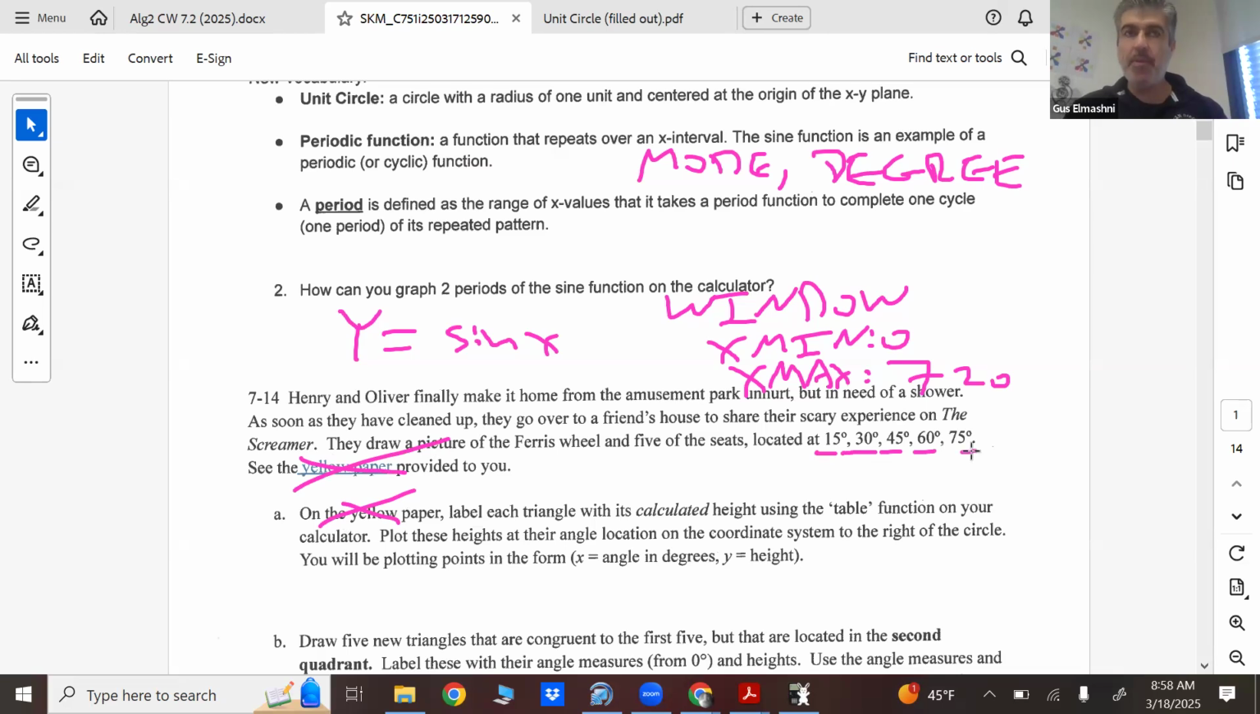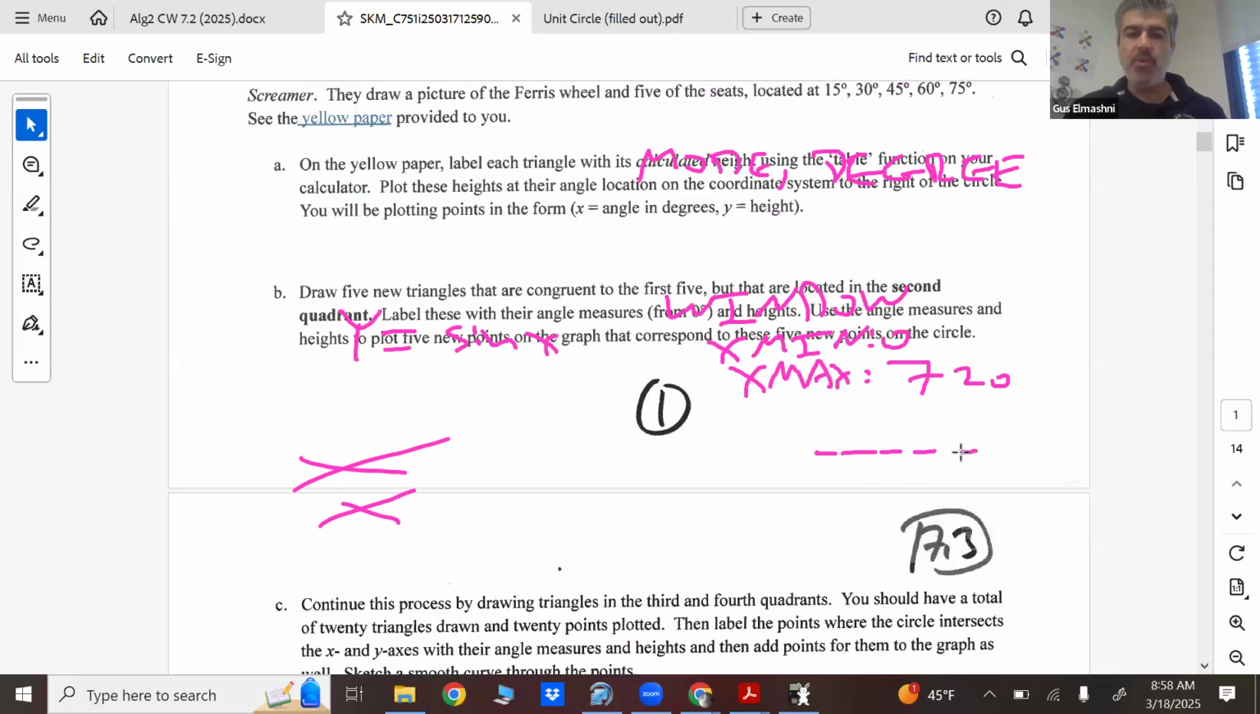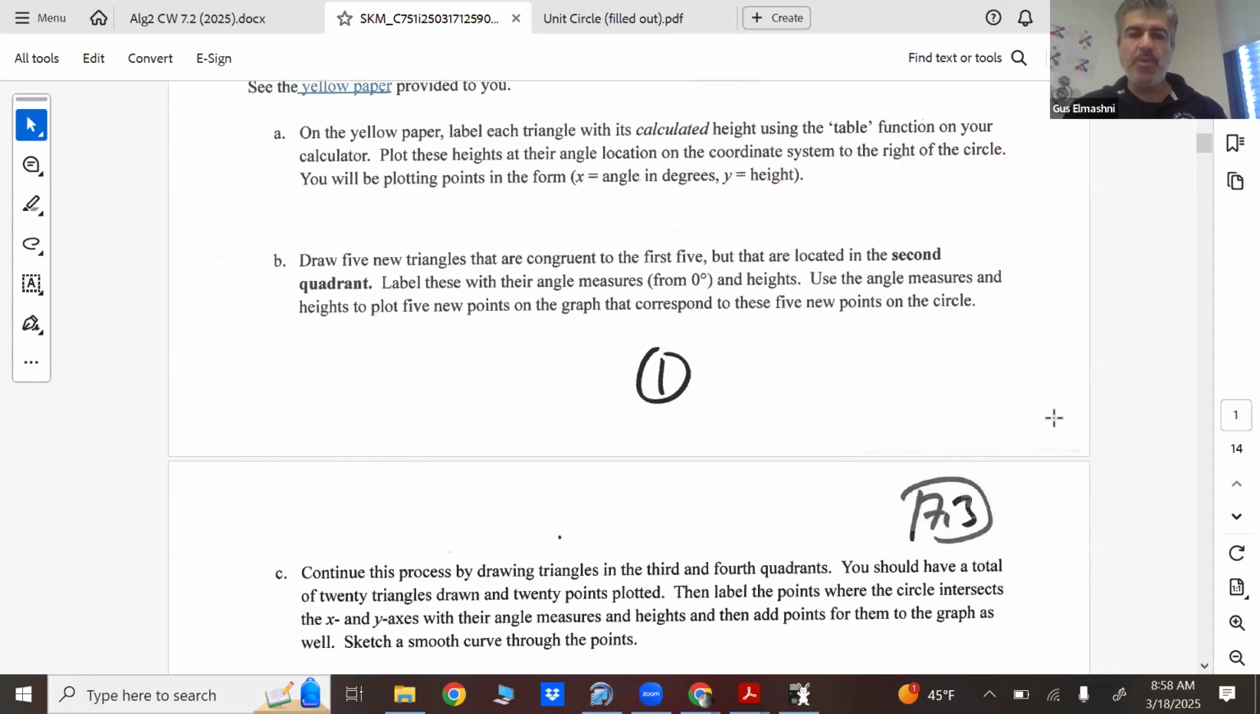Can I move the screen? Yeah. Okay. So it says here draw 5 new triangles to the first 5 that are connected to the first 5 and are looking in the second quadrant. So what they really want you to do is this.